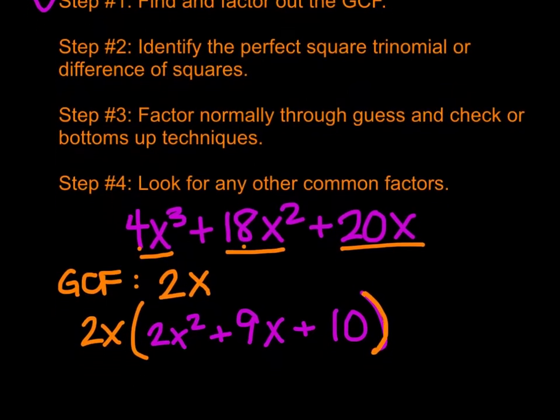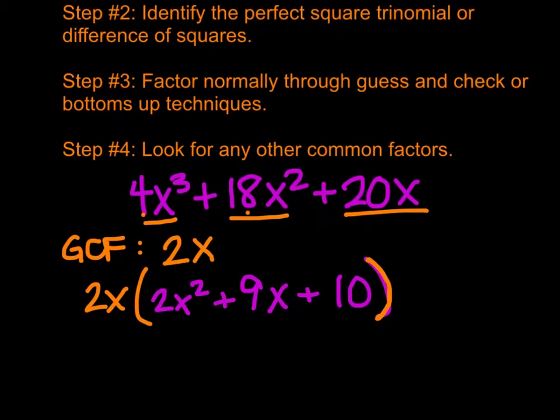Our step 2, identify the perfect square trinomial or difference of squares. Perfect square trinomial tells me that this front term needs to be a squared number. 2 is not a squared number, so we already know it's not going to work. But let's also look at our back number. 10 is also not a squared number. So perfect square trinomial is not a possibility for us.